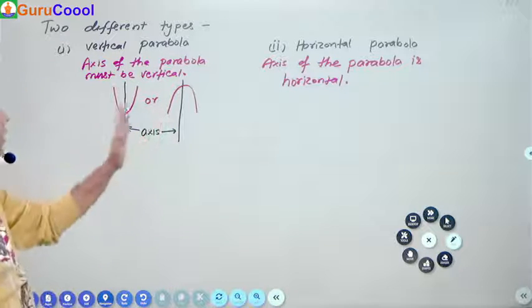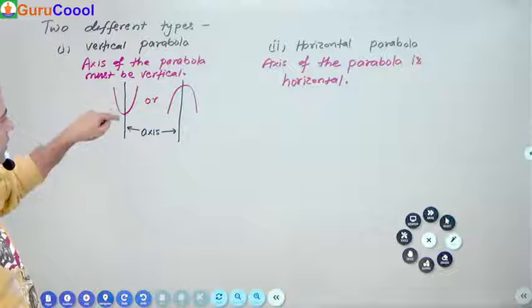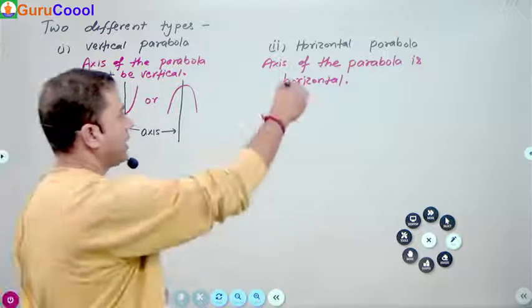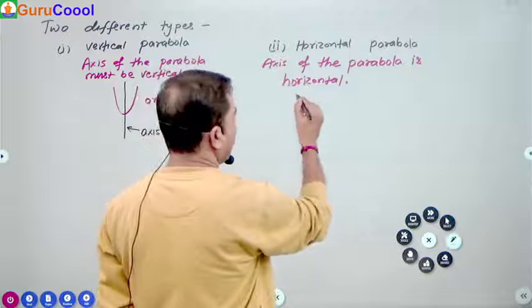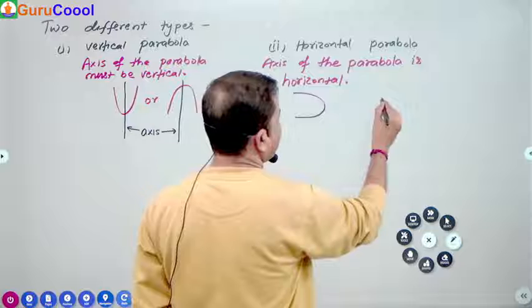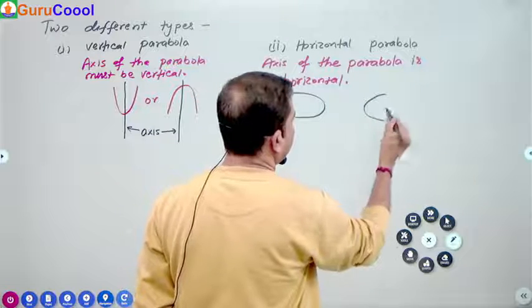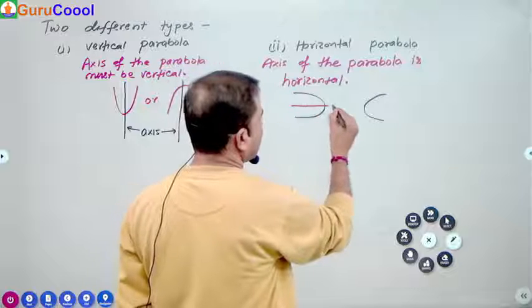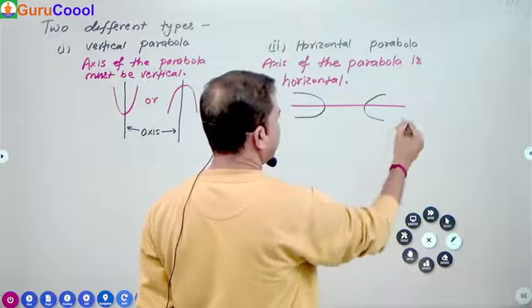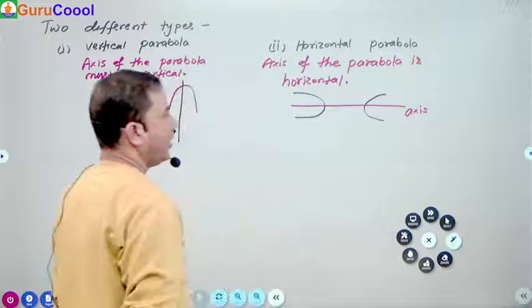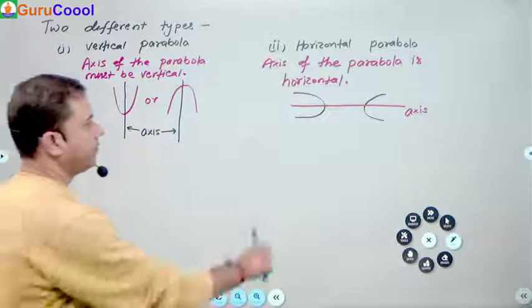So axis is vertical, that's why parabola is either opening up or opening down. But in this case, the parabola may be opening towards left or right. In these two cases, axis remains horizontal.